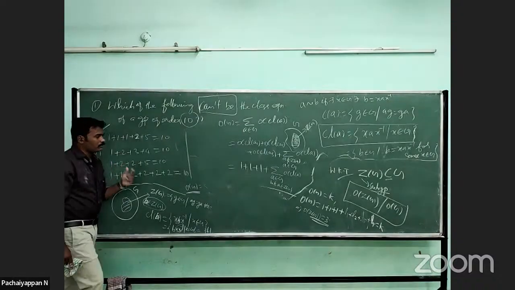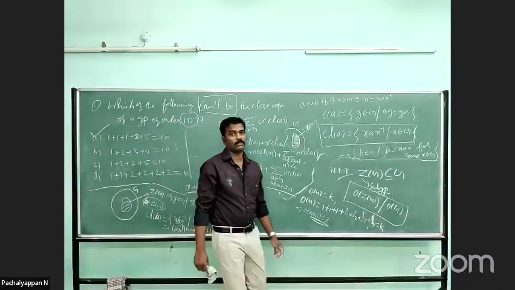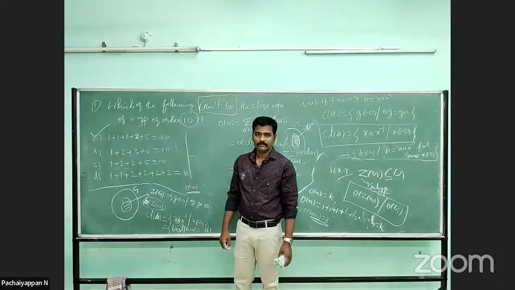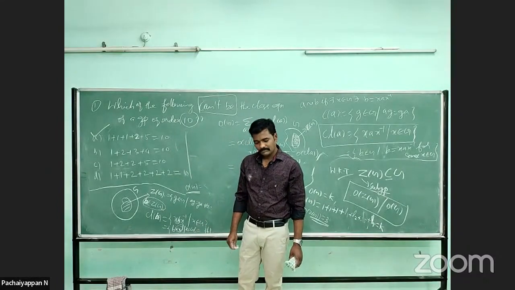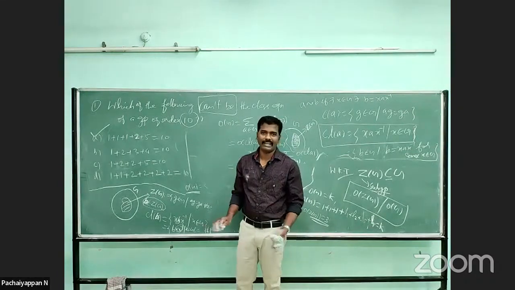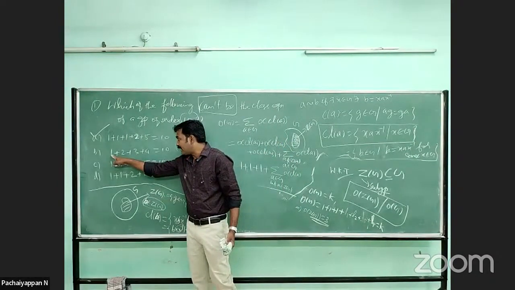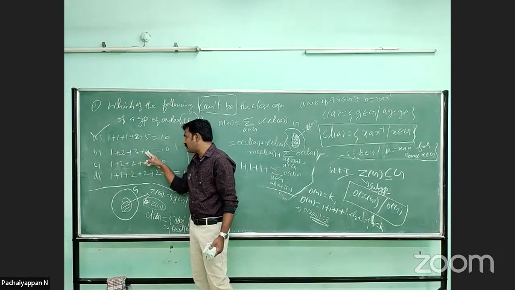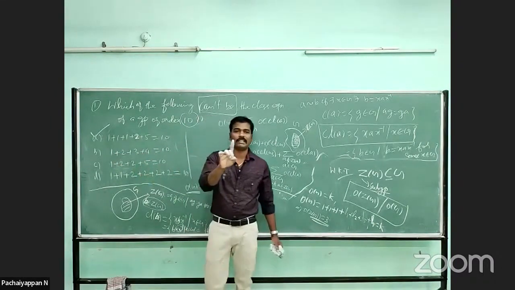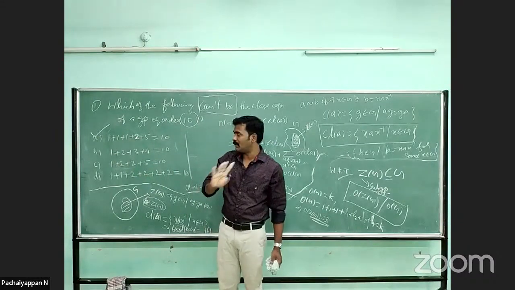What about this one, madam? Here, option B, the center of G will be one element. So that 1 can divide 10. It can be, we are not sure. Suppose this is a class equation of a group G of order 10. The center contains precisely one element.